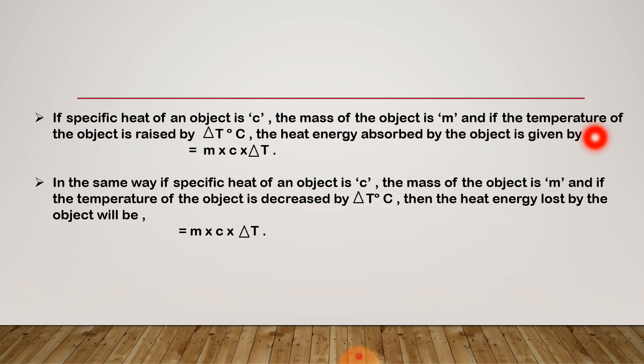Then if the specific heat of an object is c, the mass of the object is m, and the temperature of the object is raised by delta T degree Celsius, pay attention here, raised, then heat energy is absorbed. When temperature is raised, heat energy is absorbed, and it is given by m into c into delta T. But in the same way, if the temperature of the object is decreased by delta T degree Celsius, then heat energy is lost. Then it is given by m into c into delta T. The formula is the same, but here it is raised and here decreased, and here heat is absorbed and here it is lost.